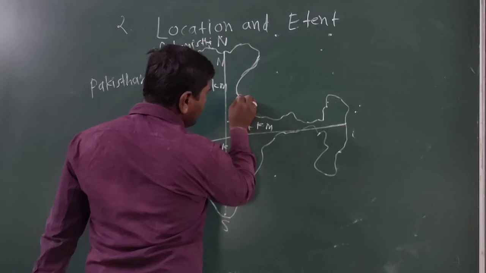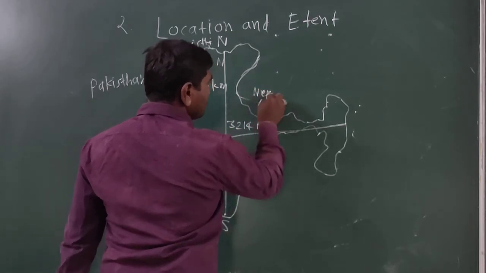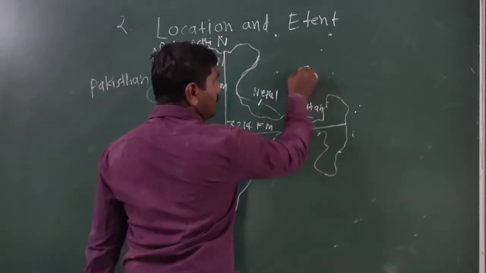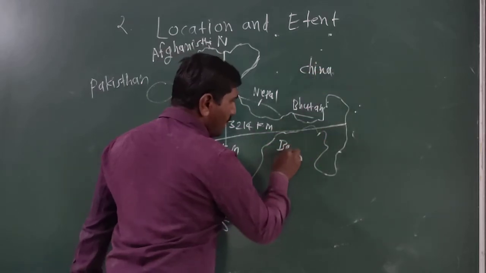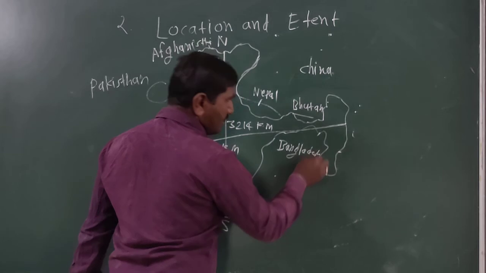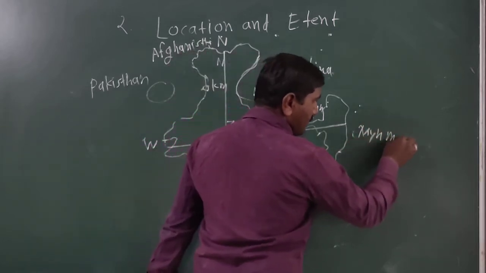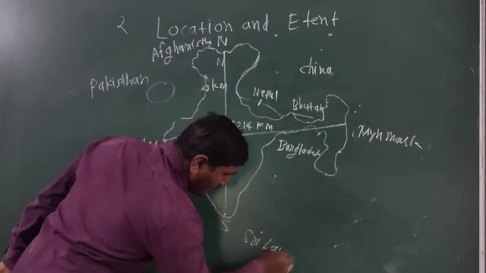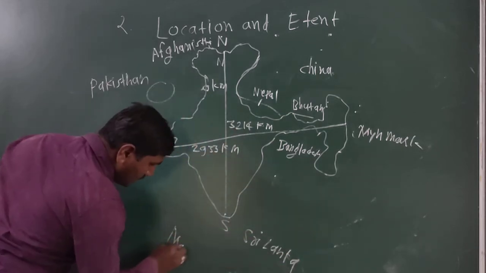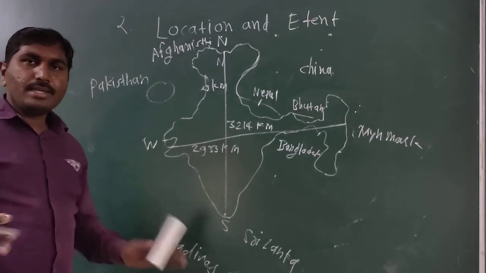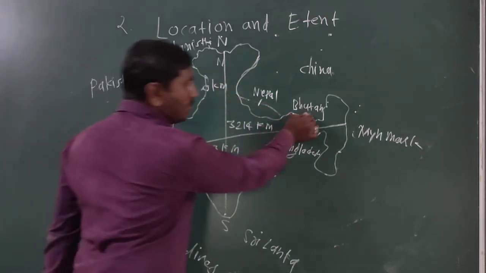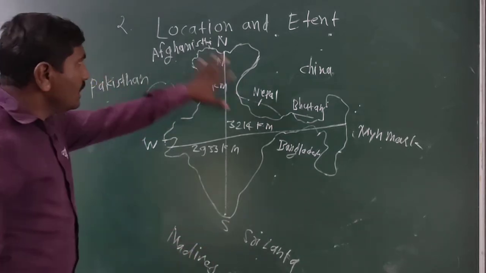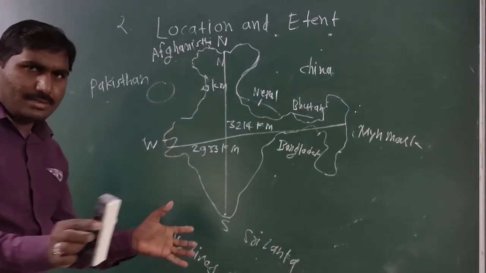Then we have Nepal. Then here we have Bhutan. Then here China. Here Bangladesh. Here Myanmar. Then here is an island, that is Sri Lanka. And here we have Maldives. So these are our neighboring nations: Pakistan, Afghanistan, Nepal, Bhutan, Myanmar, Bangladesh, Sri Lanka and Maldives. These are our neighboring countries. So this is the location of India. Overall, we have taken the information of India.